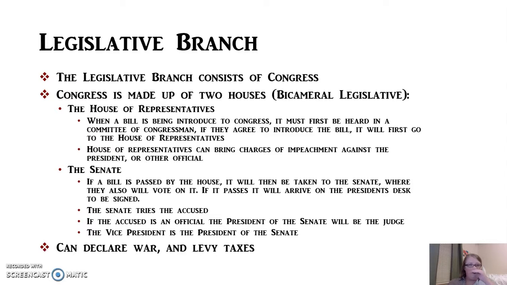Now, with impeachment, the Senate are the ones that try the accused, they try the president, or the elected official that has the impeachment charges brought against them. If the accused is the president, the president of the Senate will be the judge. The vice president is actually the president of the Senate, so he or she will be giving the final thoughts on an elected official that's being impeached. The legislative branch, the Congress, is actually the branch that can declare war and levy taxes.